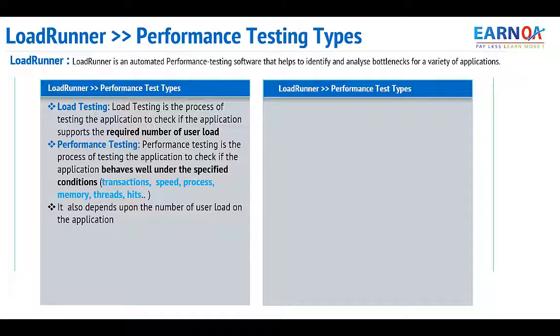What is the memory that it can sustain? How many threads can it accept? What are the hits it can render and support? If 100 users click at the same time on a button, can it sustain? So these are all the different performance parameters. Performance testing is the process of testing the application to cross-check if the application supports and behaves well with the specified conditions like transactions, speed, process, memory, threads, hits, and bytes.